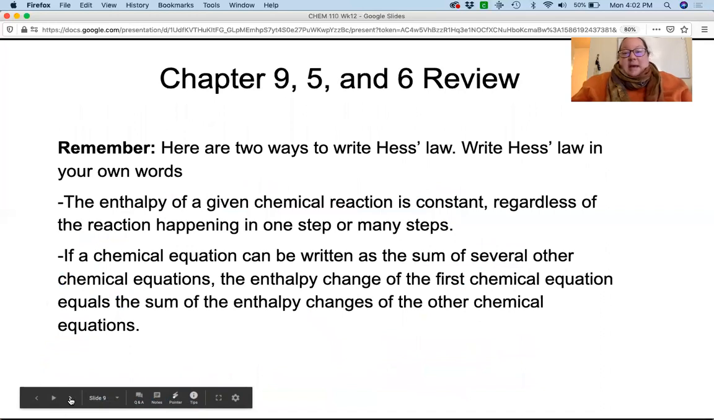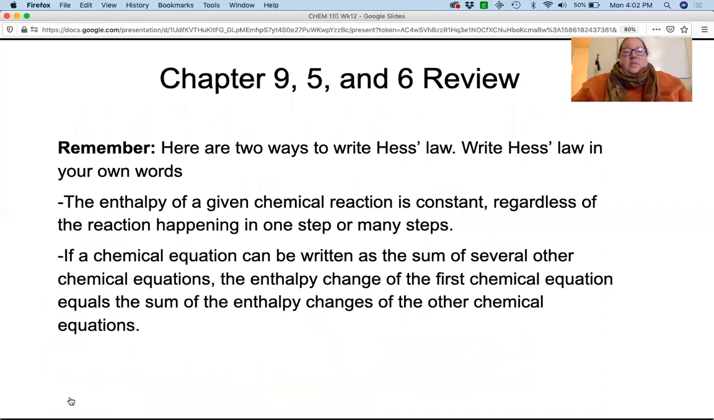So let's think about then our review of chapter 5. It's important that you have an understanding of what Hess's law is, because there's not really an equation to write per se. So it's important that you have an understanding of what a state function really means. So here are 2 representations of Hess's law. The enthalpy of a given chemical reaction is constant regardless of the reaction happening in one step or many steps. And if a chemical equation can be written as the sum of several other chemical equations, then the enthalpy change of the first chemical equation equals the sum of the enthalpy changes of the other chemical equations.